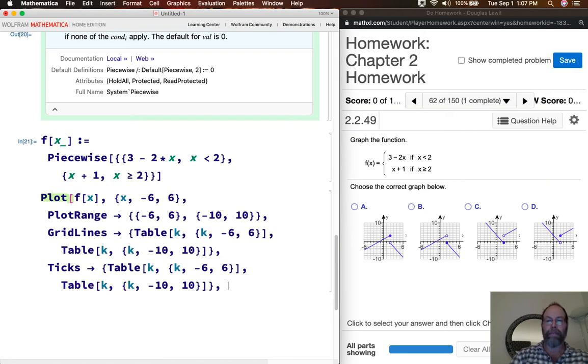And let's see, what colors should I use? Plot style. How about thick? And we could use dark blue again. So red, green, blue color: no red, no green, and a touch of blue.